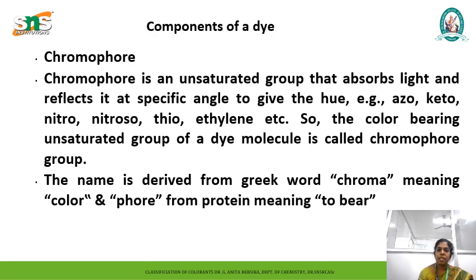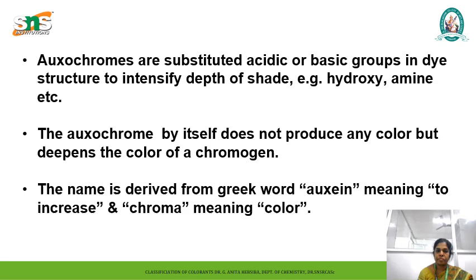The next one is the oxochrome. Oxochromes are actually substituted acidic or basic groups in dye structure which are used to intensify the depth of a shade. Example, hydroxyl or amine group. Oxochrome by itself cannot produce any color, but it just deepens the color of a chromogen.